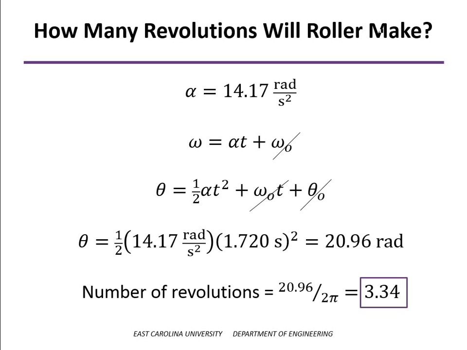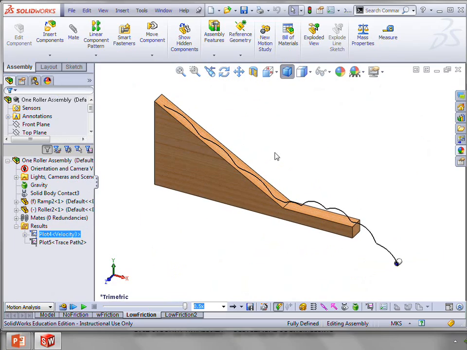And if we go back and look at our trace path, you can see 1, 2, 3 full revolutions and about 1/3. So that matches up pretty well.